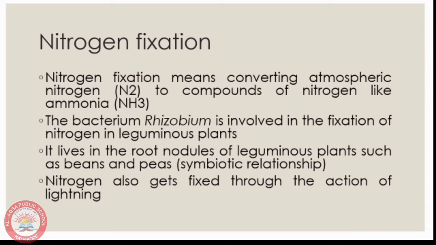The next method by which nitrogen is fixed is by lightning. The high energy of lightning breaks the nitrogen molecule in the atmosphere, and these nitrogen atoms will combine with oxygen and dissolve in the rain and come down to the soil. So, lightning is another natural method by which nitrogen is fixed.